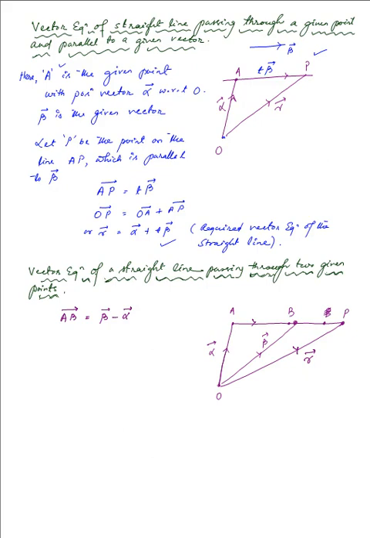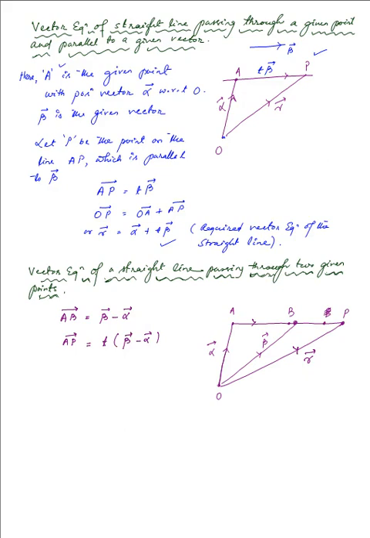That's from the triangle law. But that entire line AP is obviously along the direction of that line AB. That is why it will be some scalar multiple of AB. So AP vector is some scalar multiple t times AB, which is beta minus alpha.